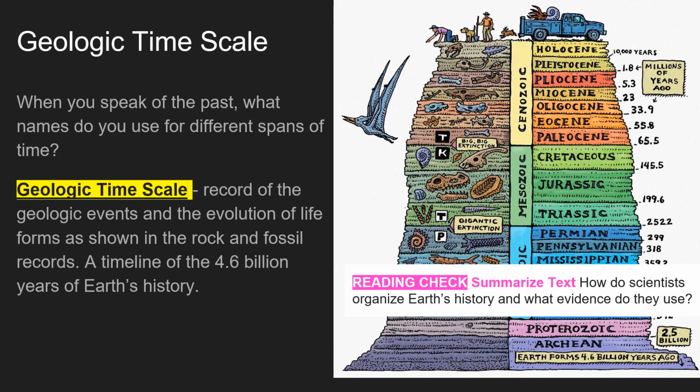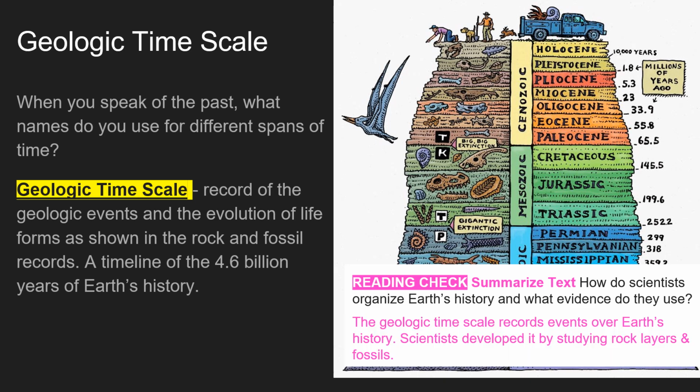Reading check. How do scientists organize Earth's history, and what evidence do they use? The geologic timescale records events over Earth's history. Scientists developed it by studying rock layers and fossils.